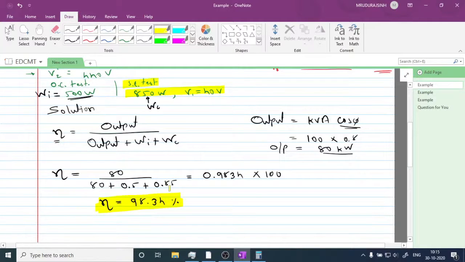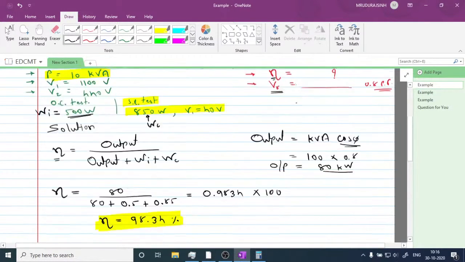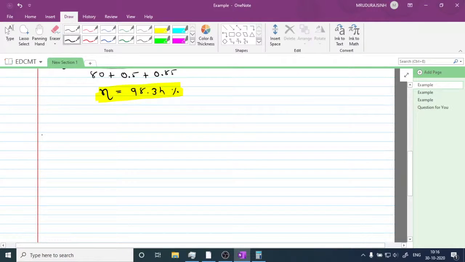So this is the first finding from the SC and OC test, and it's very good that Saurabh and Parth have calculated it correctly. That's very good. I appreciate your efforts. Even Kamlesh has also calculated it correctly.